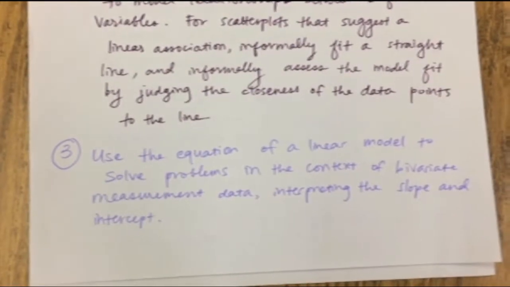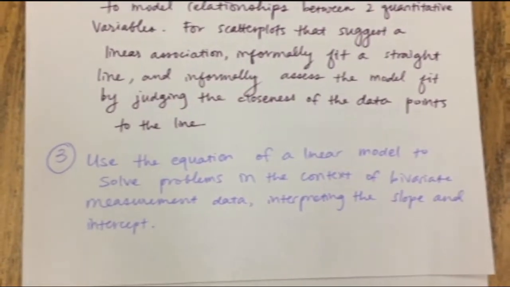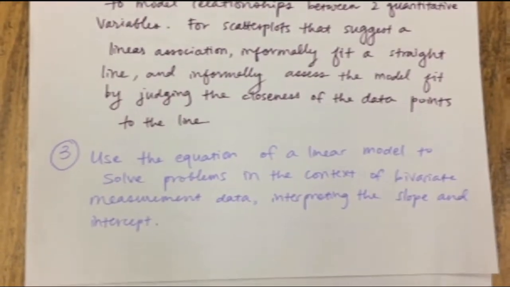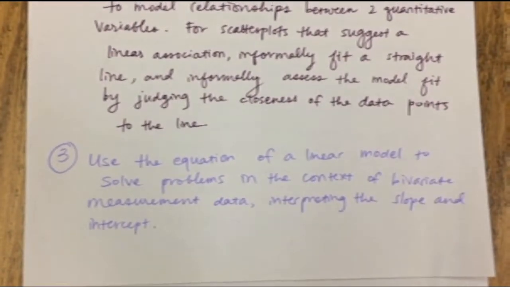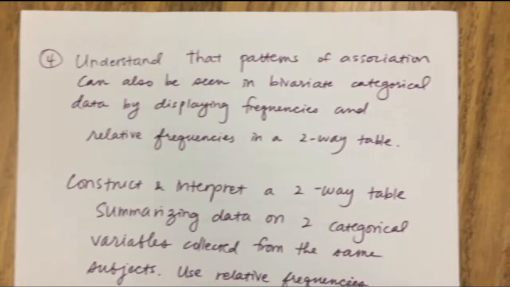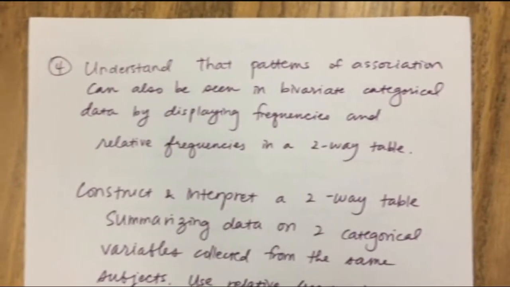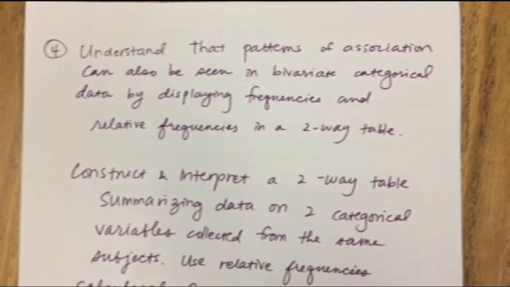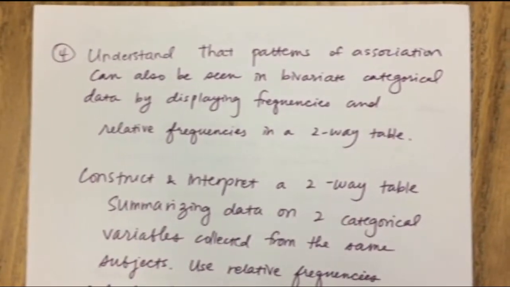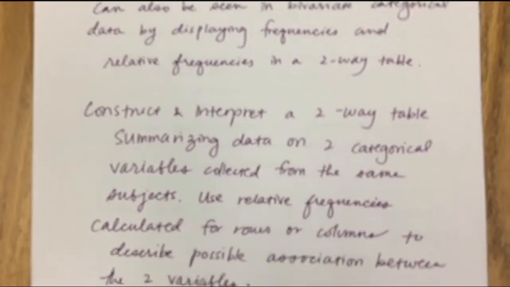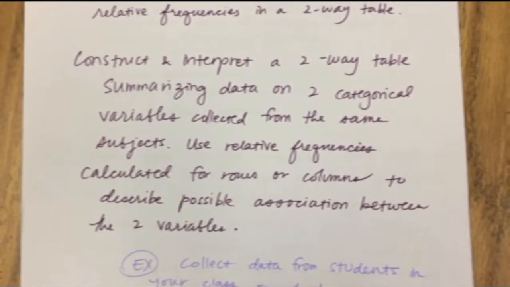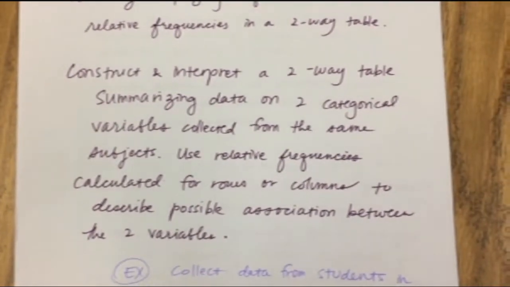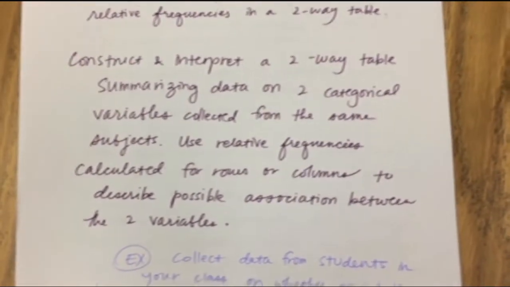Use the equation of a linear model to solve problems in the context of bivariate measurement data, interpreting the slope and intercept. 4. Understand that patterns of association can also be seen in bivariate categorical data by displaying frequencies and relative frequencies in a two-way table. Construct and interpret a two-way table summarizing data on two categorical variables collected for the same subject. Use relative frequencies calculated for rows and columns to describe possible association between the two variables.